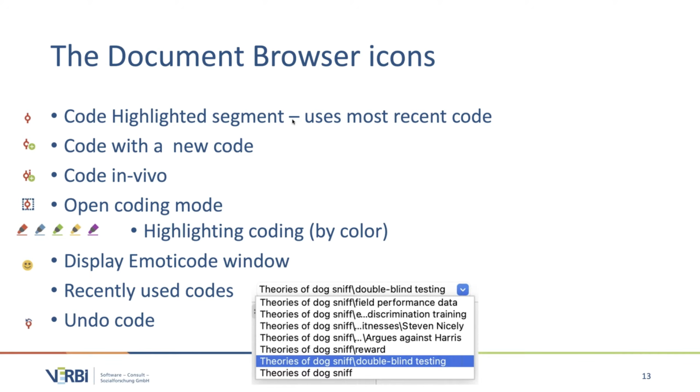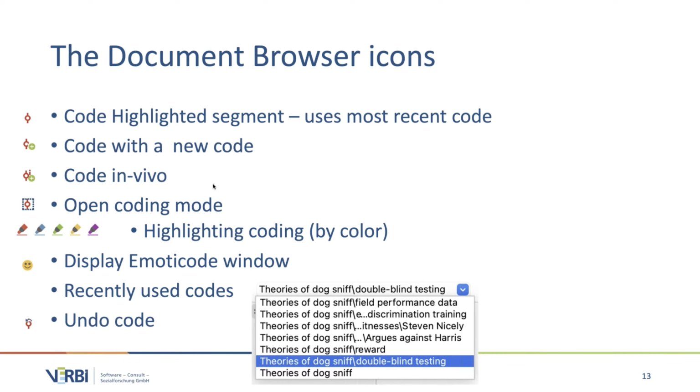The next icon is to code with a new code, and that's where you have the plus. Code in vivo is where the code that you create will be a new code created with the exact words used in what you've highlighted. The difference with the icon is there's a little eye there. Open coding mode will automatically pop up a new code window whenever you highlight something. I'll show you that as well.